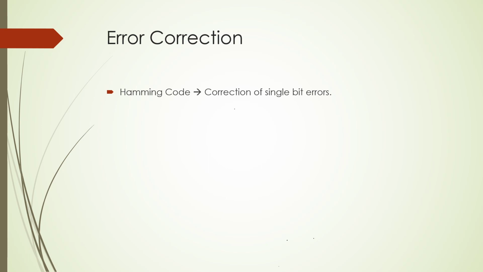Now again let us see an example. Suppose the message is 1 0 0 1. So this is a 4-bit message, right? Now listen to this very carefully because it may be confusing. First and foremost we need to add some redundancy bits.